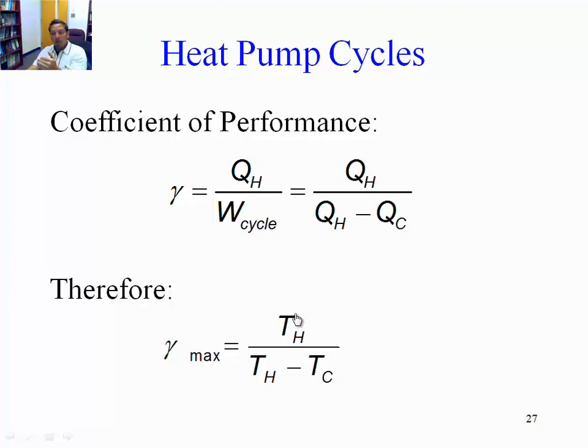So 540 divided by 30, which is the temperature difference, is what, 18? 18 is the maximum coefficient of performance of a heat pump cycle installed in this room. So as you can see, heat pump cycles actually yield better coefficients of performance than refrigeration cycles. So it takes less energy to heat something up than to cool it down. Okay.